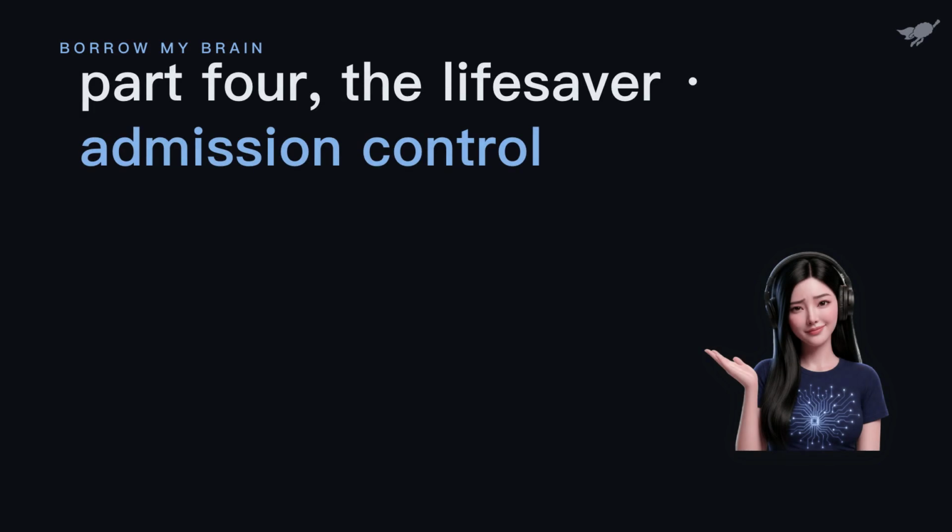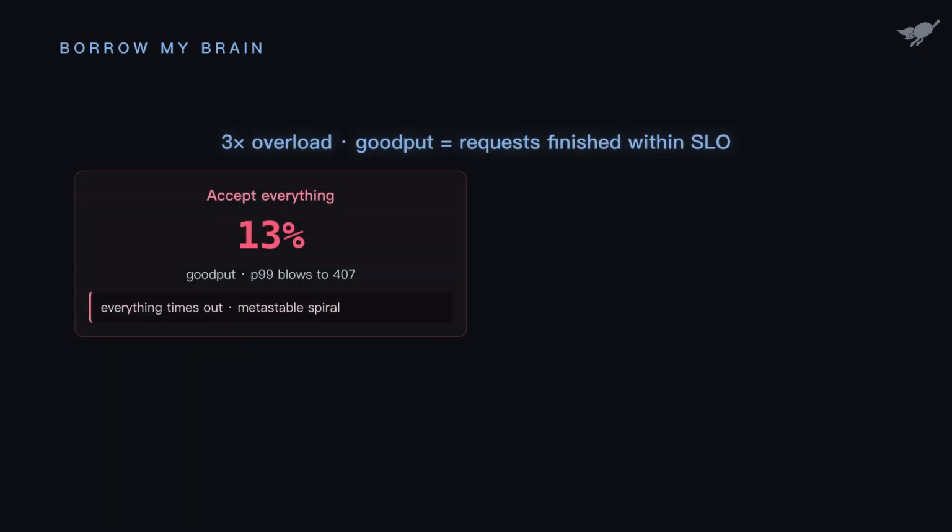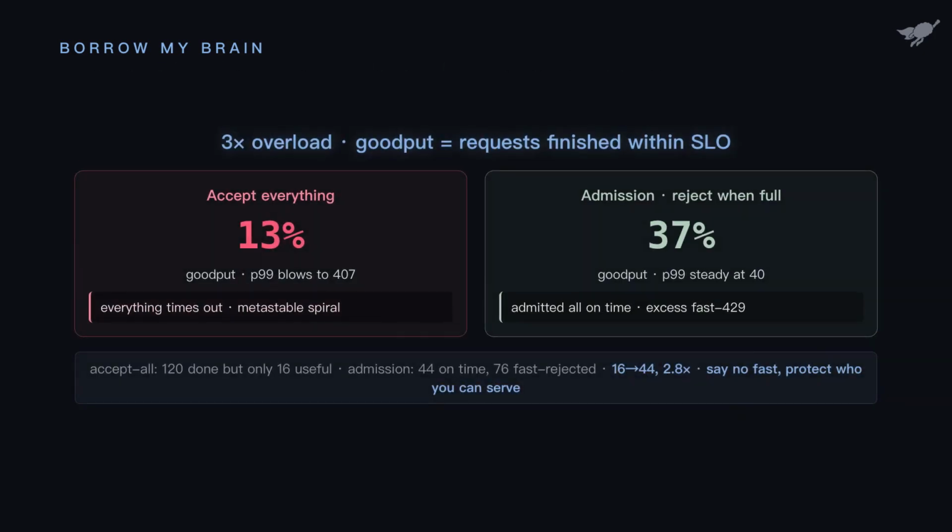The fourth part, and the one that saves your life. Admission control. Slots are finite, but traffic doesn't care whether you have room. It comes anyway. Say 3 times what you can handle shows up. The most instinctive move is to take it all in.